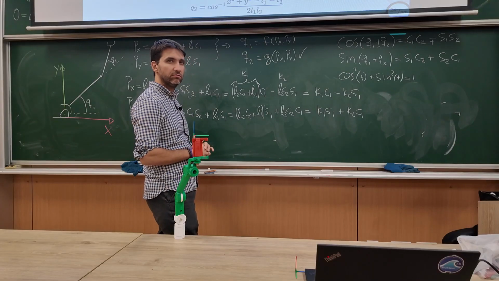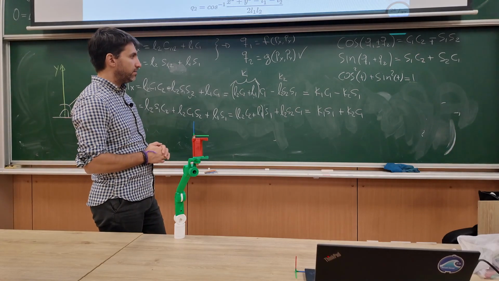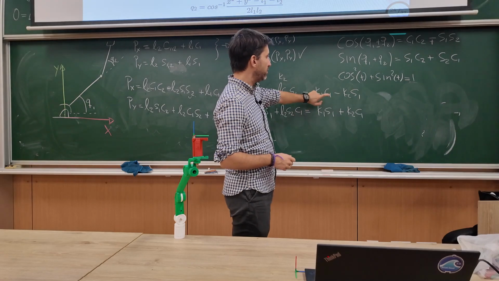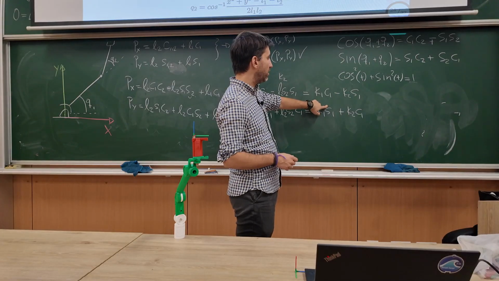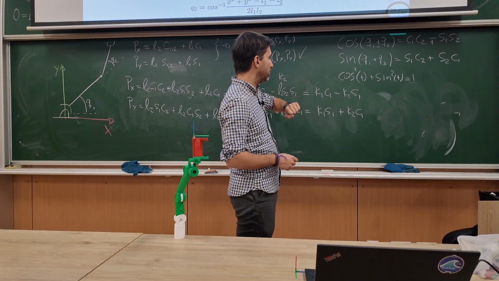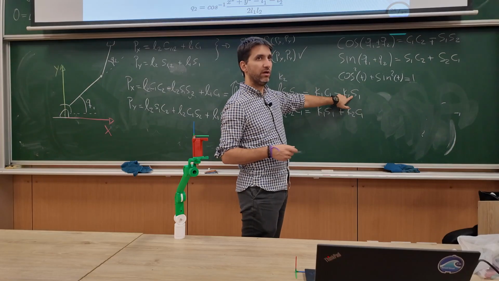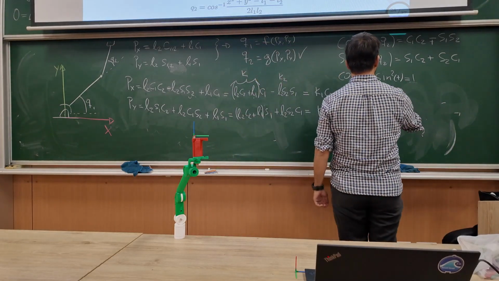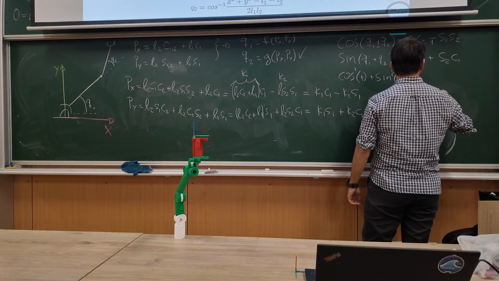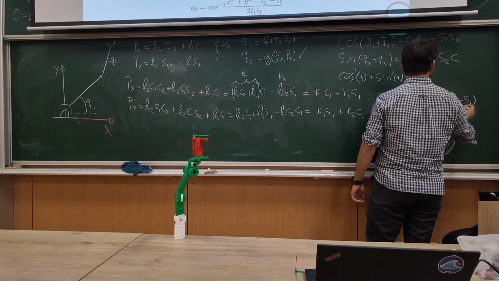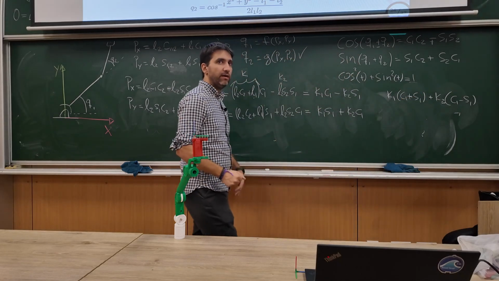Now if we sum them again, what will I get? I'll get kappa 1 factored out, C1 plus S1, plus kappa 2 factored out, C1 minus S1. So I'll have this thing. Let's do it. Kappa 1 C1 plus S1 plus kappa 2 C1 minus S1. If they were with plus, maybe.